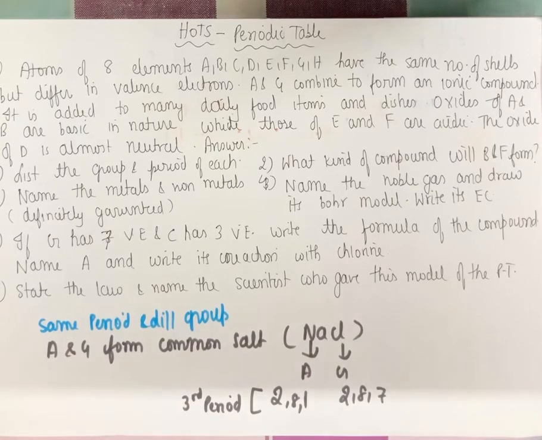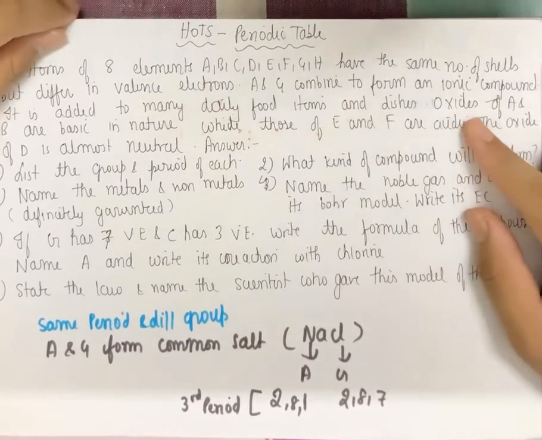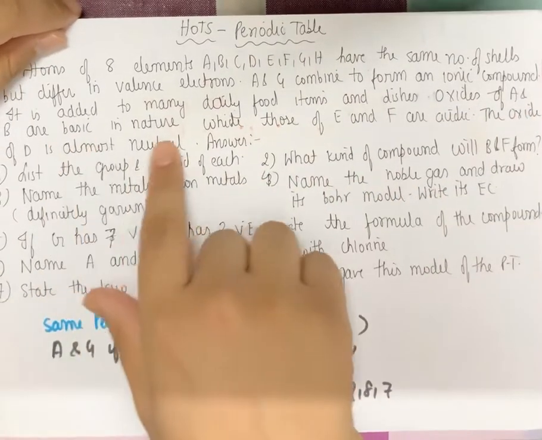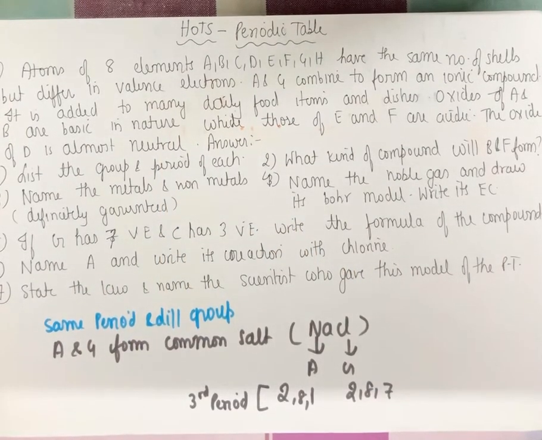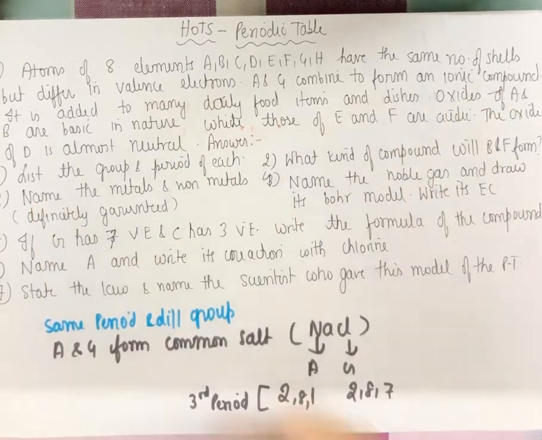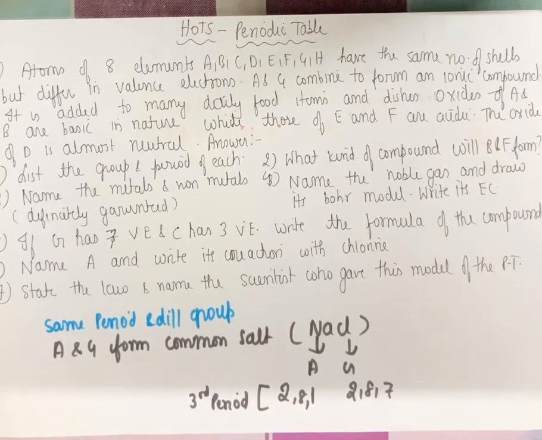Now for this let's come to the next line of the question. Oxides of A and B are basic in nature. What forms basic oxide? Metals form it. In your chapter of metals and non-metals you will be learning that metals form oxides which are basic. That means guaranteedly A and B are metals.